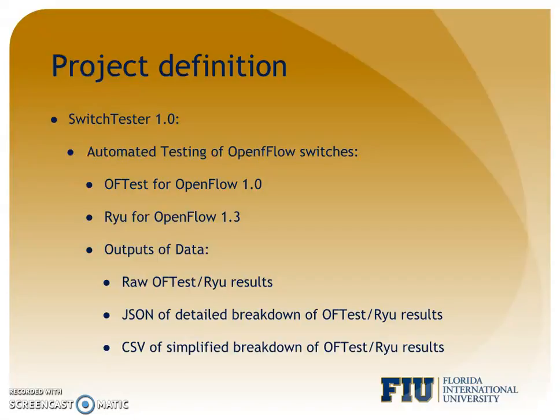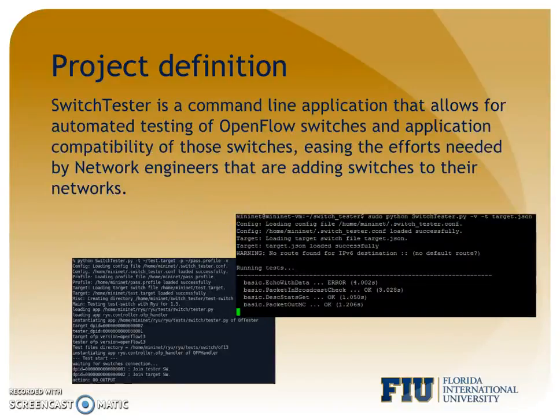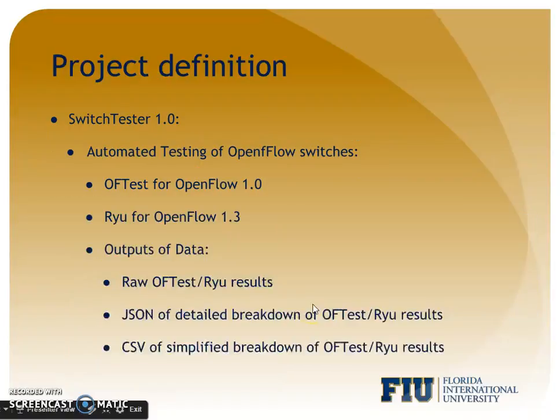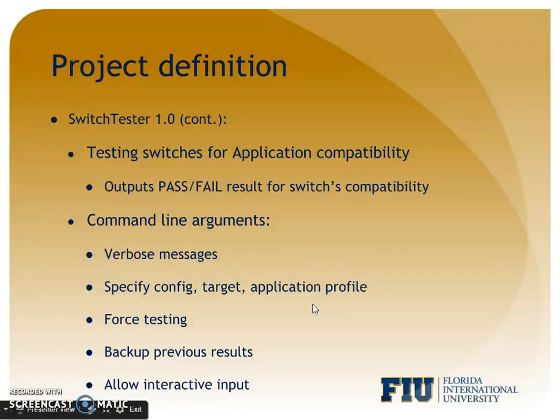So we need to be able to output data in a very human-readable format, for example, JSON or CSV. It's basically a report that shows something similar, right? It has the test case name and then the result followed: error, okay, failure, things of that nature.